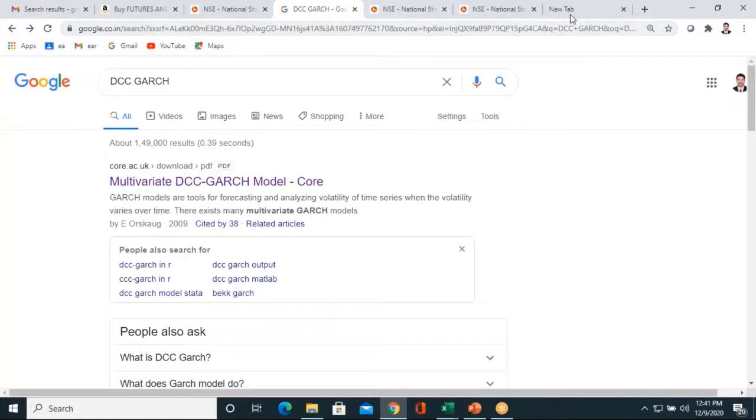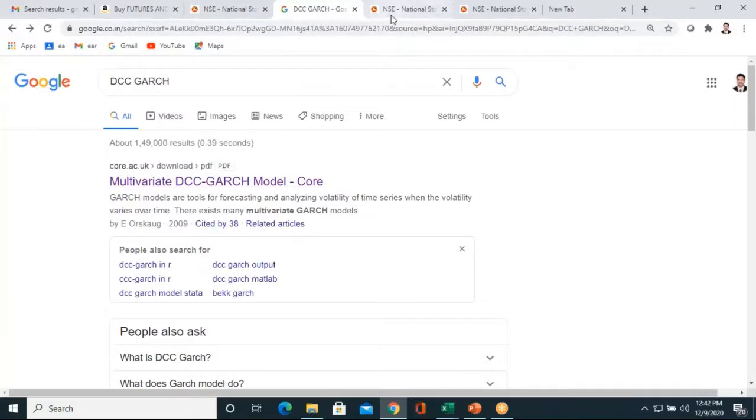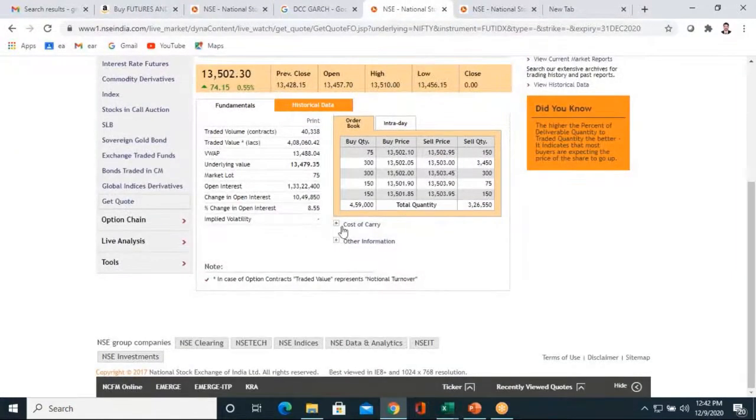Sir, last question. In commodity derivatives, you told us to get the spot price of equity from NSE. So how can we get the cost of carry, meaning storage cost and other costs? Which website can we use to get that cost so that we can calculate the futures price? MCX.